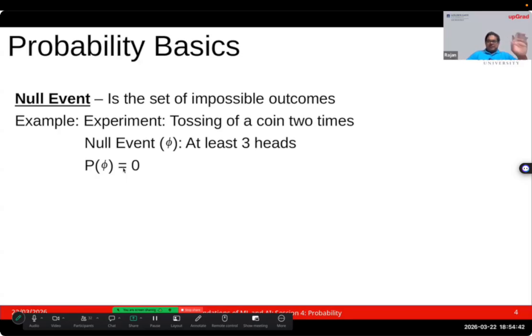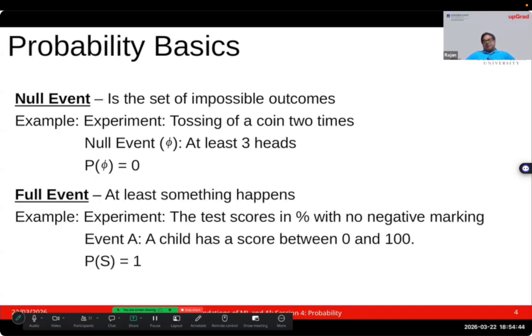Another special event is called the full event. What is it? Essentially, it says something happens. I toss a coin, and what are you expecting? I expect to see something.